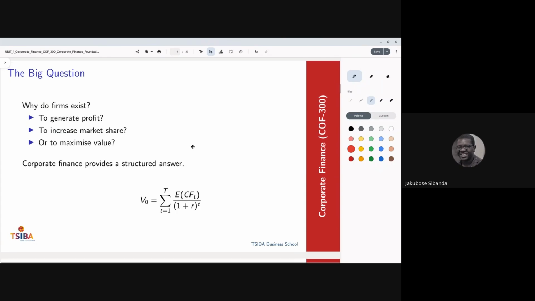So the big question, why do firms exist? Why do we have companies? Companies are there to generate profit for its shareholders, to increase market share, or to maximize value. So what are they for?